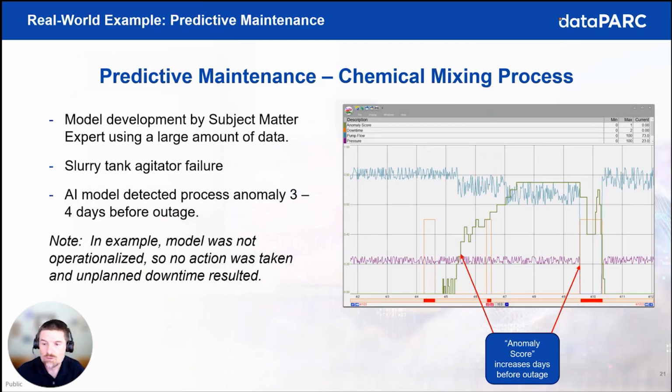So this particular model was not operationalized yet. It was in the model validation stage. So operators did not get any indication of this anomaly score increase, and so they didn't know to do anything about it until it was too late. But we can see from the trend and from how early that anomaly score started to increase that had the operators been alerted to it, they would have had several days to be able to get out in the field and get that agitator running again, and potentially completely avoid an unplanned outage.